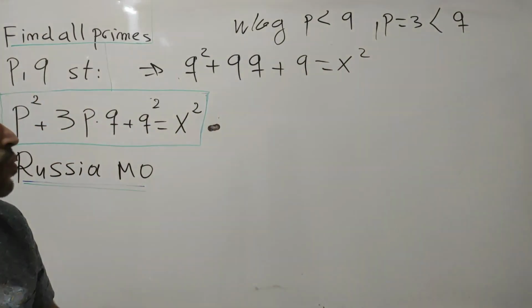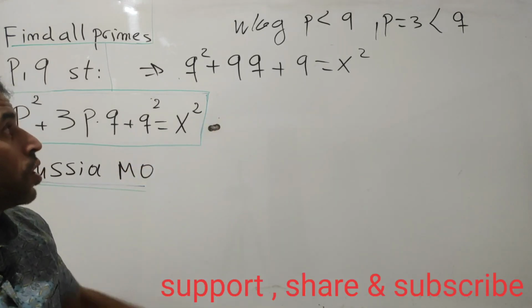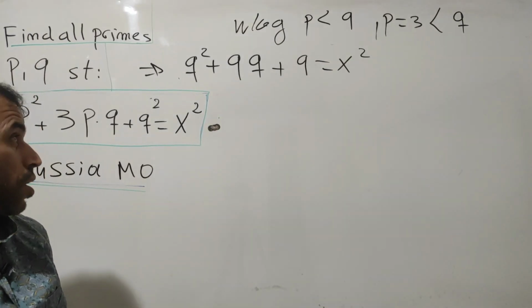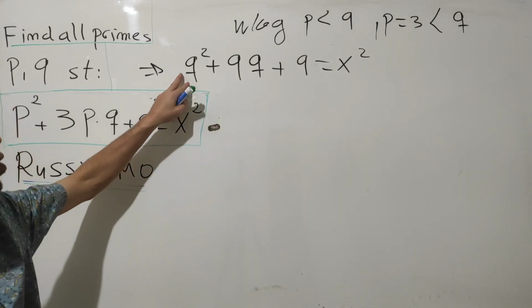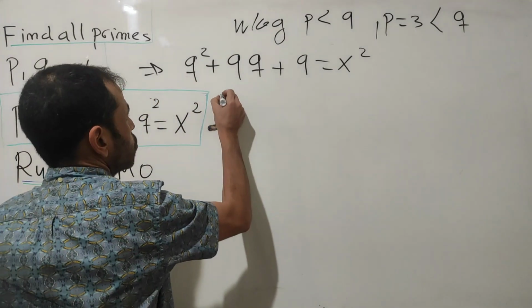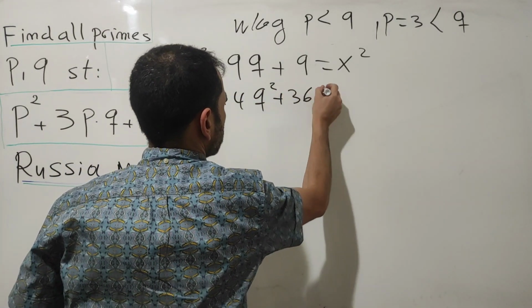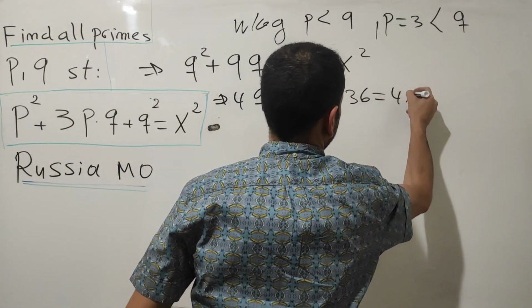Here is a problem. Now we are going to face a big problem with the factorization. Okay, so how do we factor this one into the form of a product? Here are a few tricks to apply in order to factor this one out. First of all, I'm going to multiply the whole thing by the number 4. So I get 4q squared plus 36q plus 36, which equals 4x squared.